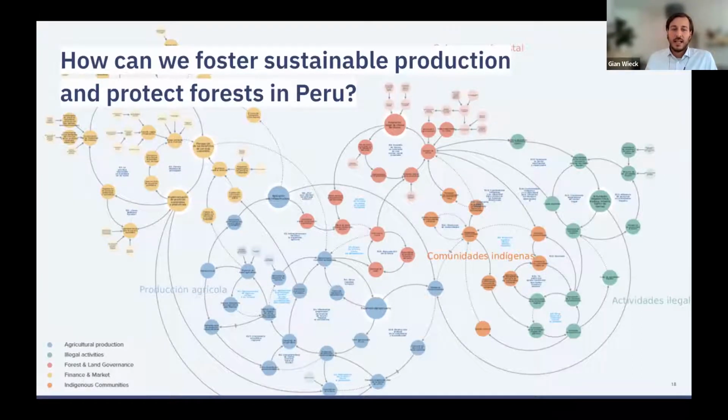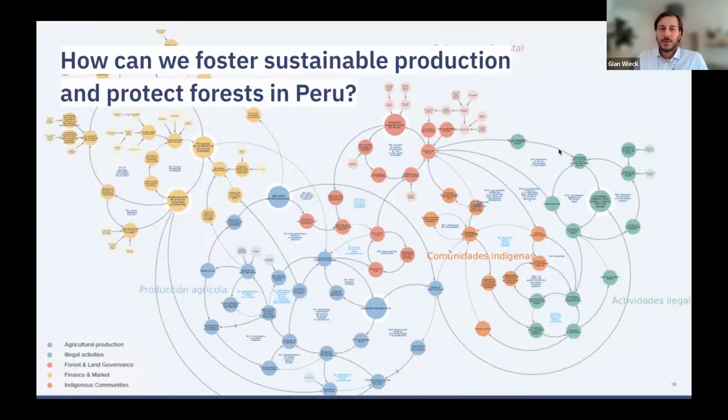And here you see that the system map is still a pre-final version that we developed for the question of sustainable production in Peru. You see the different areas, almost like the different pieces of a puzzle that we're trying to combine here to get this more bird's eye perspective.